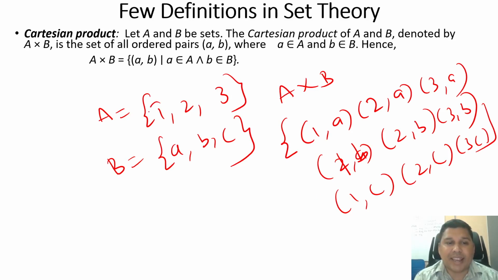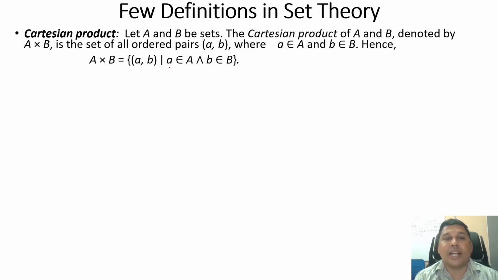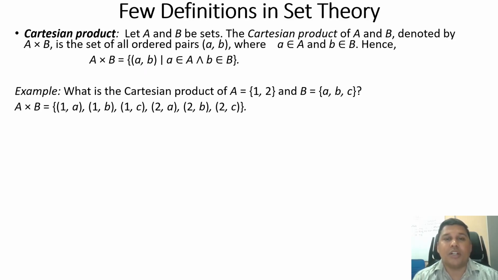So you are multiplying; you are forming an ordered pair of every element of A with each element of B. So 1a, 1b, 1c, then 2a, 2b, 2c, then 3a, 3b, 3c. This forms the Cartesian product. See how we write it in set builder notation: (a, b), where a belongs to A and b belongs to B. So this is the example: a set A with 1, 2 and B with a, b, c gives 1a, 1b, 1c, 2a, 2b, 2c. We form ordered pairs of elements.